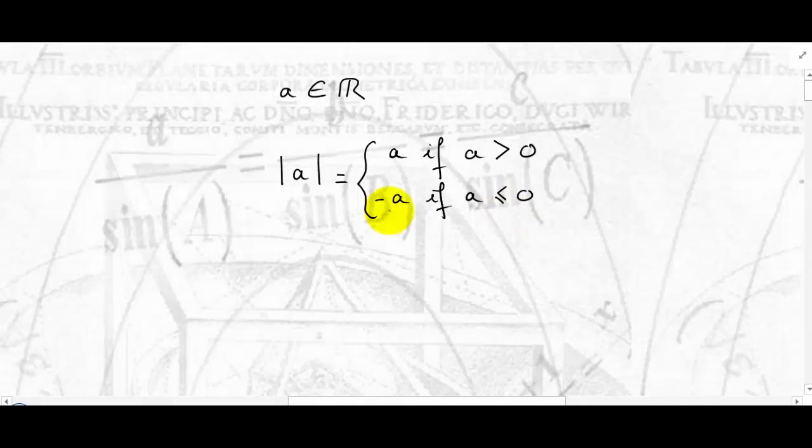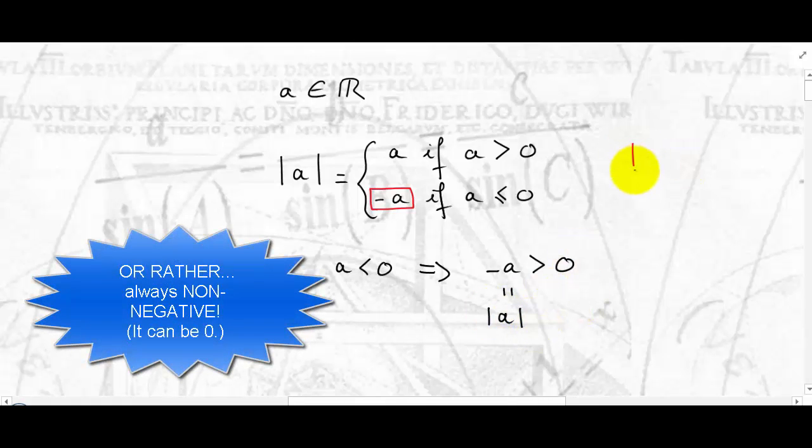Now be careful, I said here the opposite of a. I will often read that as negative a, but that doesn't mean that the absolute value of a is negative. If a is negative, then the opposite of a is of course positive, and that's what we would call the absolute value of a if a is negative. All right, so the absolute value is always positive. This is a property of the absolute value, it's always positive. This is the algebraic definition of an absolute value.